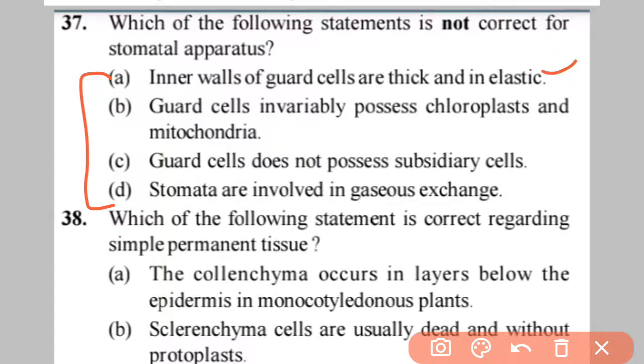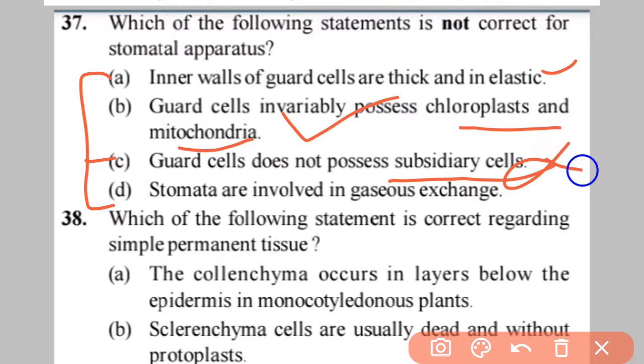This is correct. Second one is guard cells invariably possess chloroplast and mitochondria. Yeah, this is also correct. Third one is guard cells do not possess subsidiary cells. No, this is not correct because they have subsidiary cells. They have subsidiary cells, so that's why this is the correct option for question number 37.